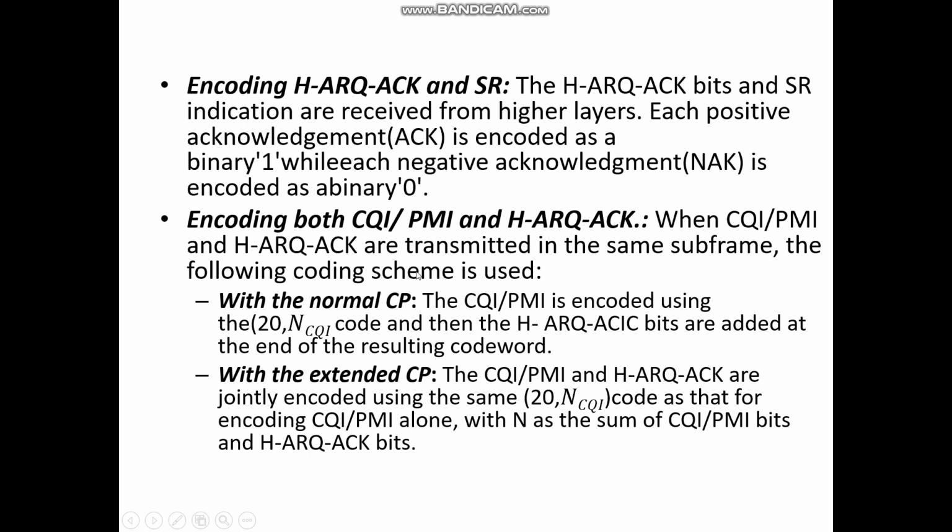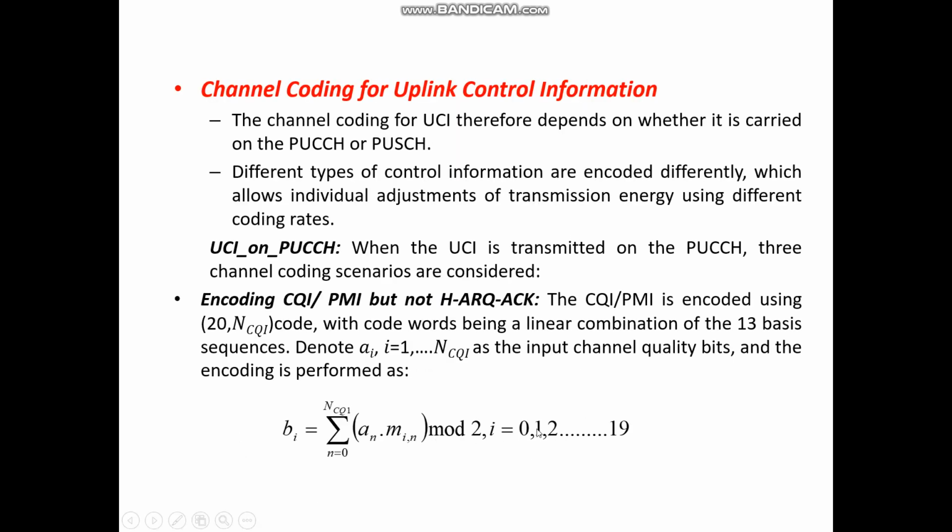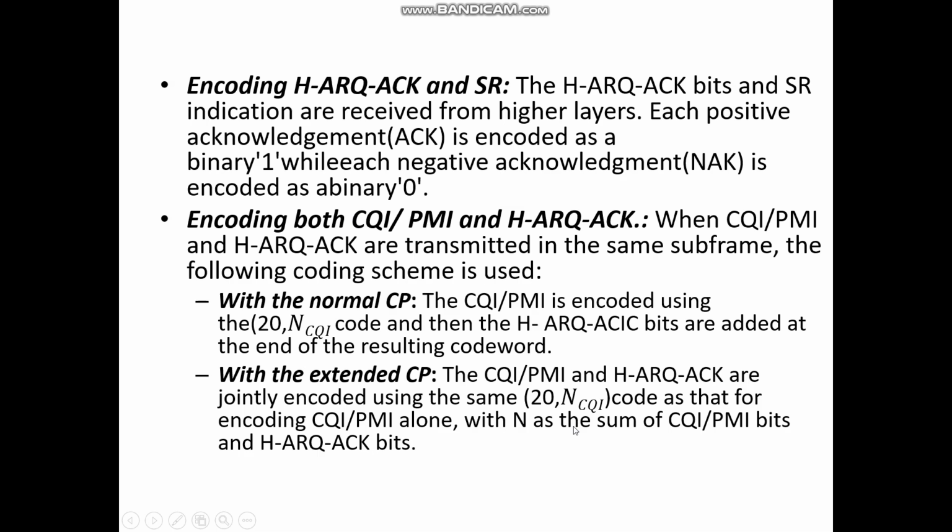That is, with the normal cyclic prefix CP, the CQI PMI is encoded using the (20, N) CQI code as in the previous equation, and then HARQ ACK bits are added at the end of the resulting code word. First we'll generate this encoding, and then the hybrid automatic repeat request acknowledgement bits are added at the end of this encoded signal.